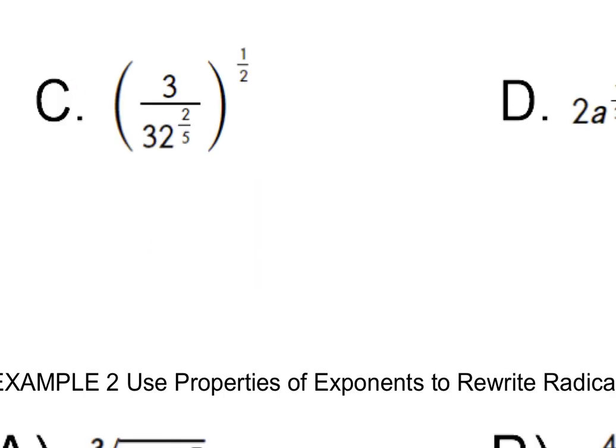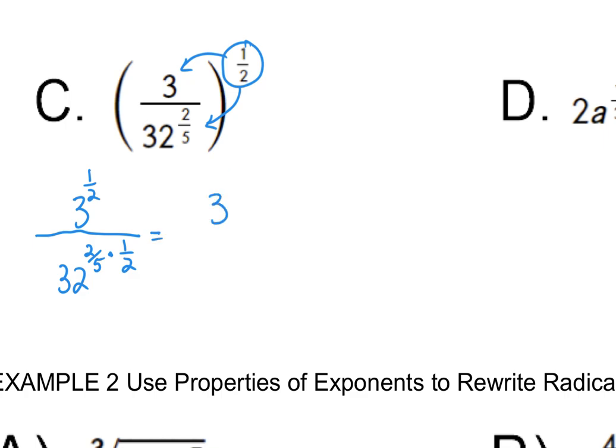All right, example C. Again, we have this 1/2 power. That is going to be distributed to the numerator and denominator. So I'm going to have 3 to the 1/2 power divided by 32. Now, power to a power, we are going to multiply the 2/5 times 1/2. I'm going to have 3 to the 1/2 over 32 to the 2/10.